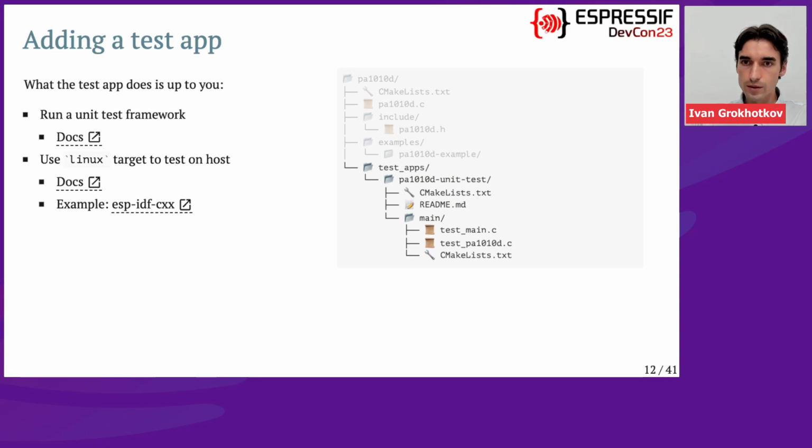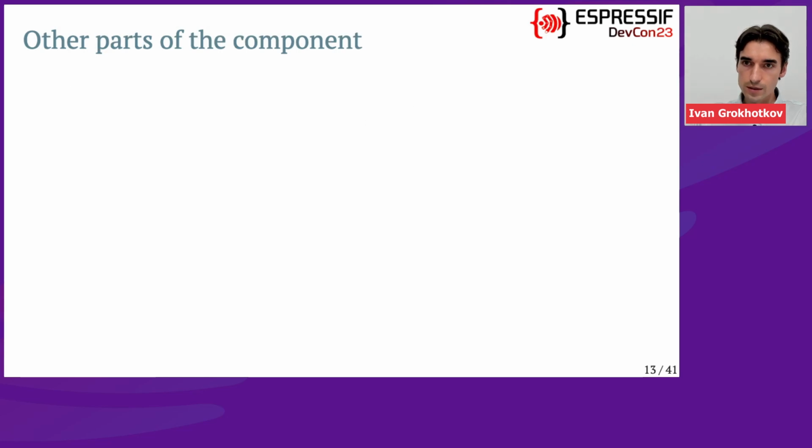Another thing we can do in test apps is to run some more complex integration tests. Depending on what your component does, this might involve, for instance, some form of network communication between the host and the device. And of course, you can have multiple test apps. For example, you can have a unit test app which runs on the host, and another app which is an integration test and it runs on a real device. Later in the talk, we'll take a look at the tools that are available to execute those tests in CI.